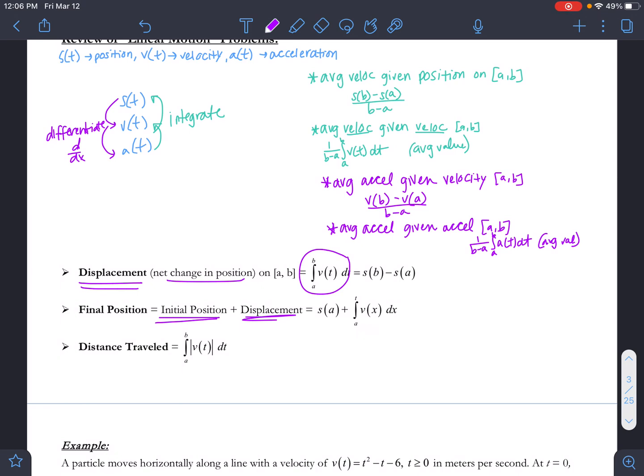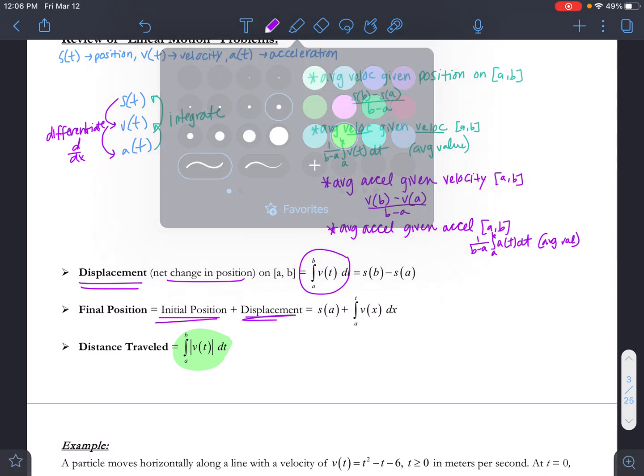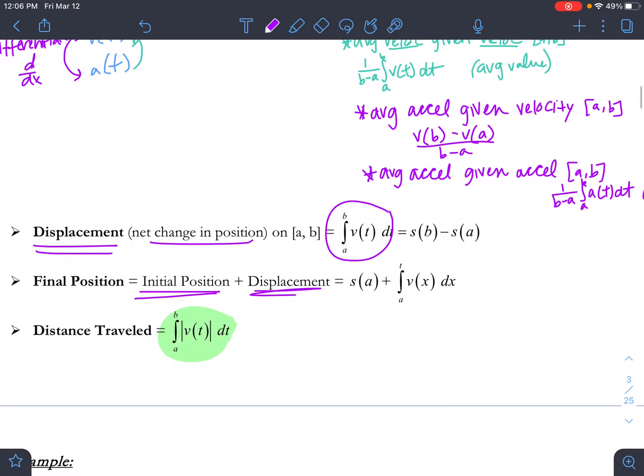Final position. This is new, distance traveled. Hopefully you guys kind of recognize how this is going to fit in here. Distance traveled is a lot like area. So there's no direction. And what I mean by that, I'll give you an example. If I traveled 5 miles east and then I turned around and traveled 3 miles west, my displacement would be 2 miles.